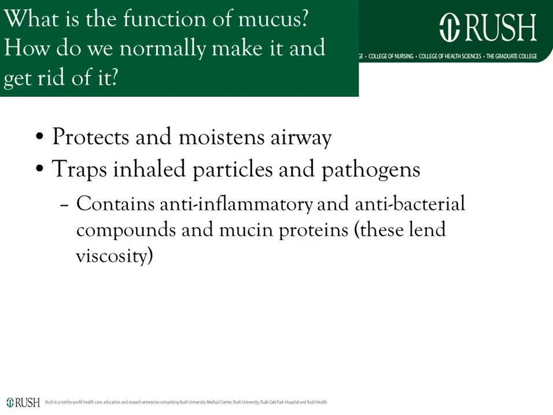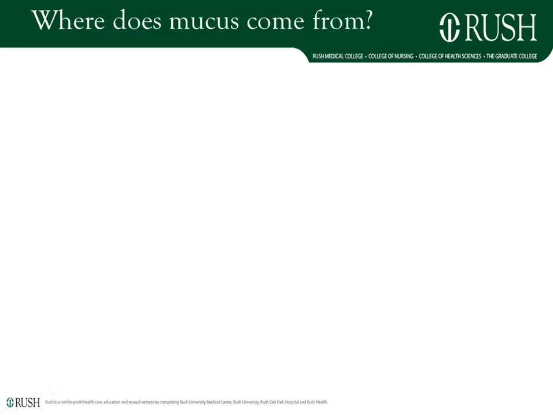So what is the function of mucus? How do we usually make it, and how do we clear it? Well, it acts as a protection in the airway. It moistens the airway. As I said previously, it traps particles and pathogens because it's sticky stuff. And it also contains anti-inflammatory and antibacterial compounds, as well as the mucin proteins, which lend viscosity.